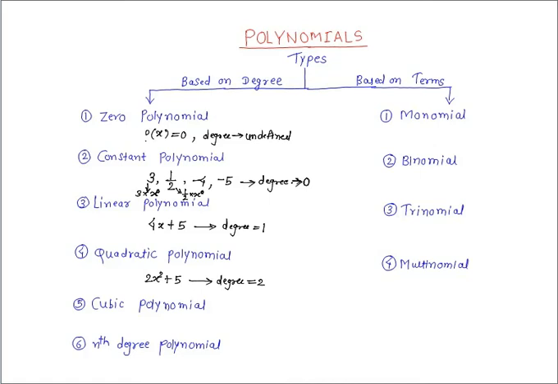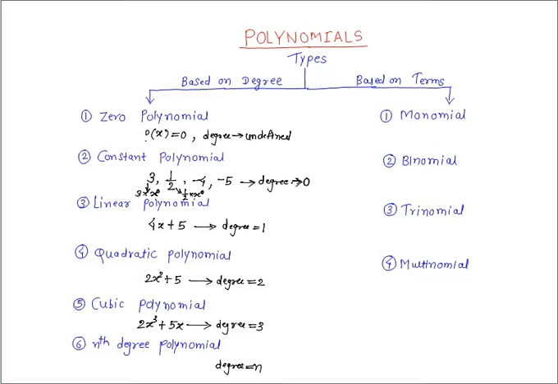Next we have the cubic polynomial. A polynomial whose degree is 3 is called a cubic polynomial. For example, 2x cubed plus 5x. So this is a cubic polynomial whose degree is 3. Now in general, what is an nth degree polynomial? A polynomial whose degree is n is called an nth degree polynomial.